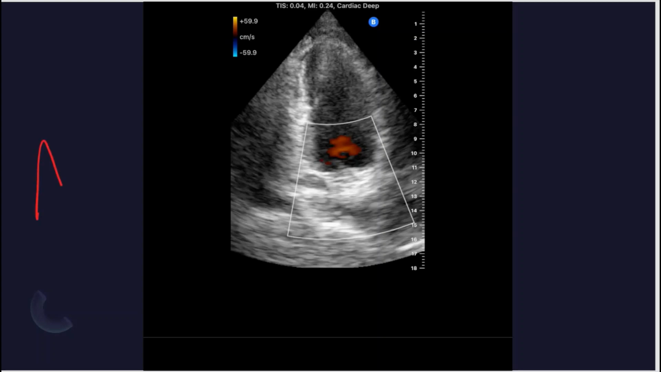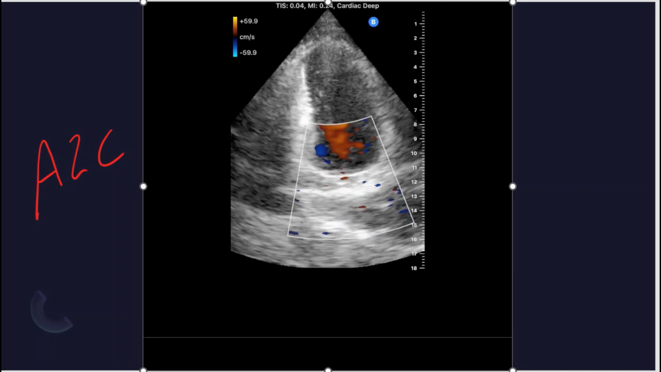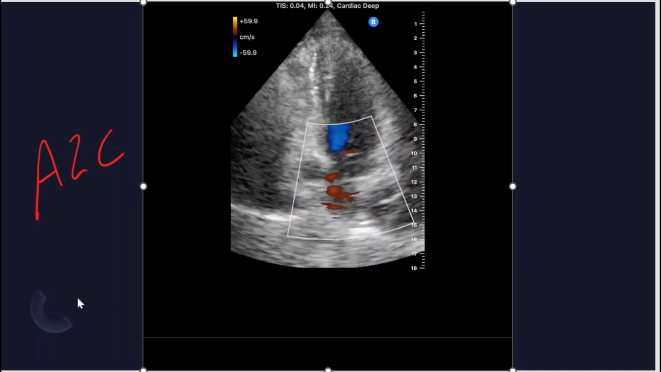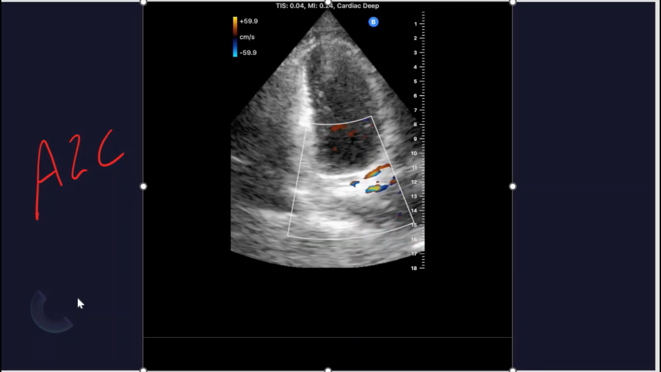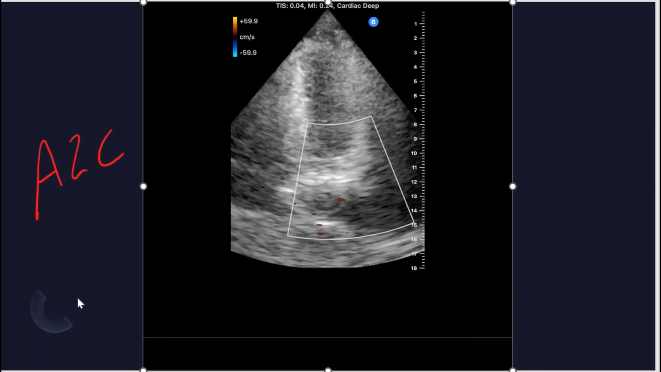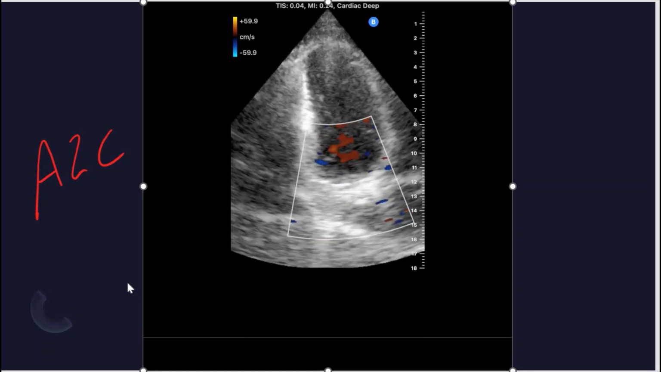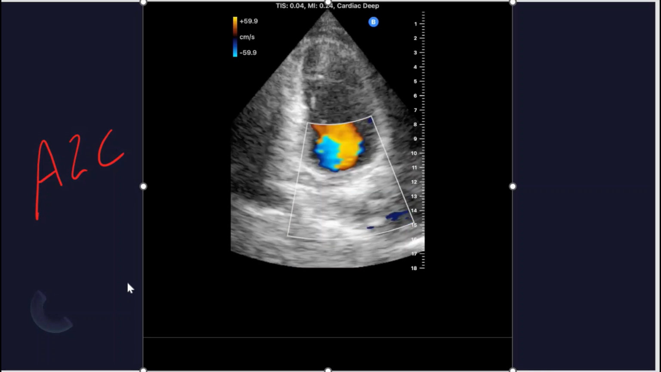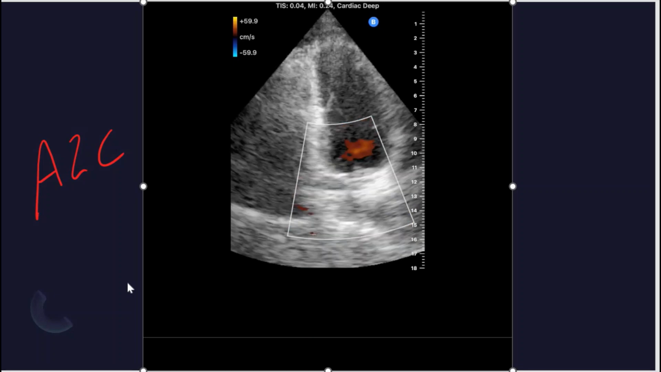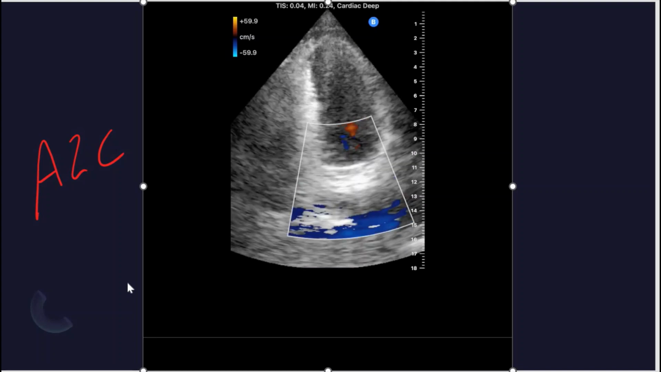Here we have the apical 2-chamber view, and it's showing exactly what the 4-chamber view is showing in terms of color Doppler. In diastole, the color flow is going towards the apex of the heart, where the ultrasound probe is, so it's in color orange, and there is no backflow because we don't see any blue. So there's no valvular regurgitation.